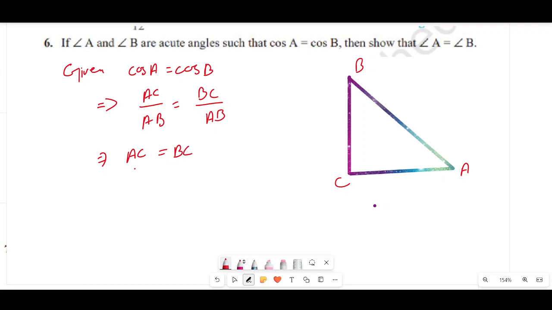So, if in a triangle two sides are the same, then the corresponding angles will be equal.